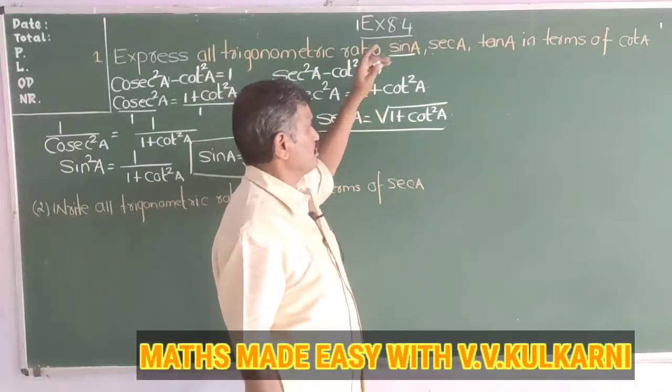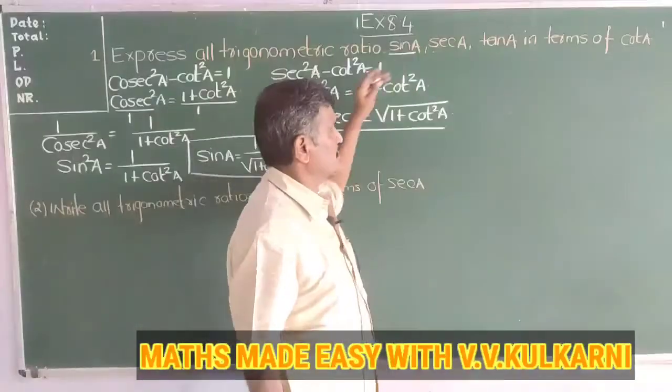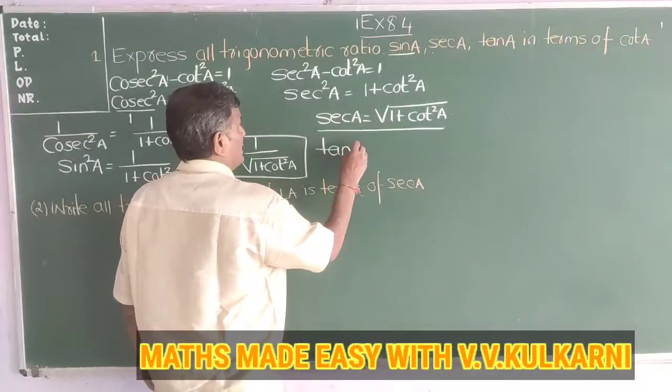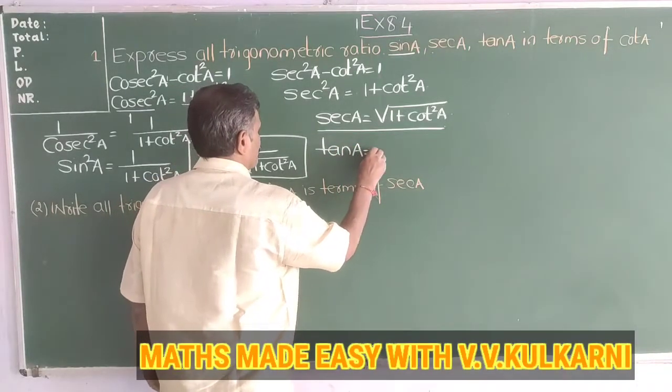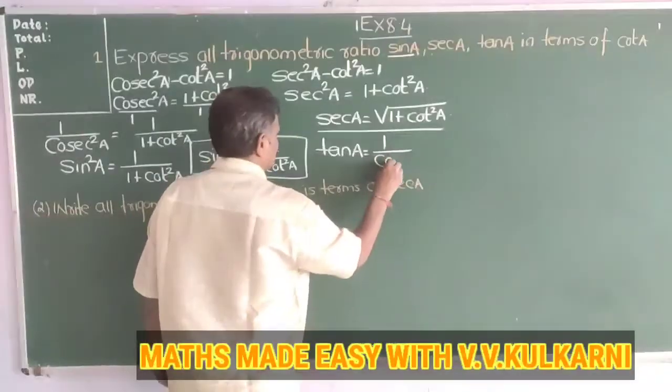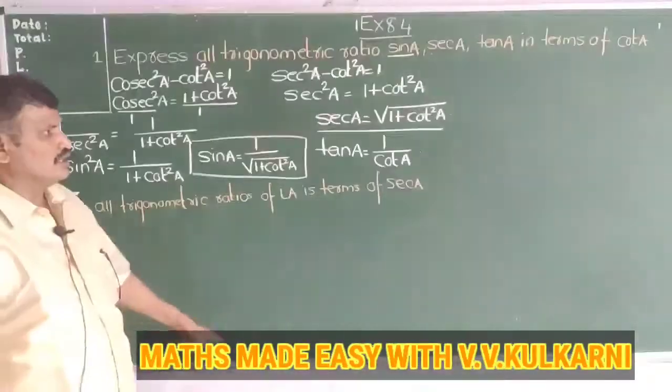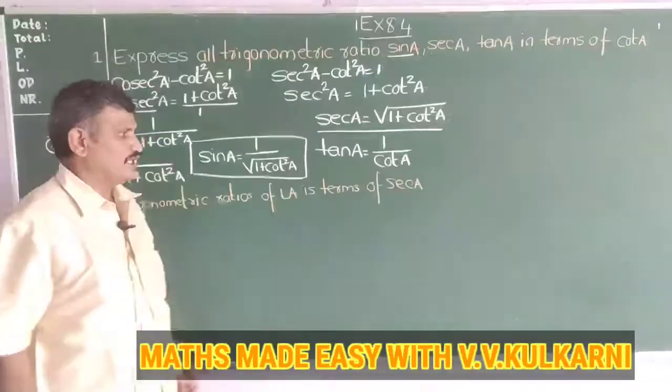So sin is in cot, sec is in cot. Now tan should be in cot. It is very simple. Tan A is equal to 1 by cot A, or the reciprocal of cot is tan.